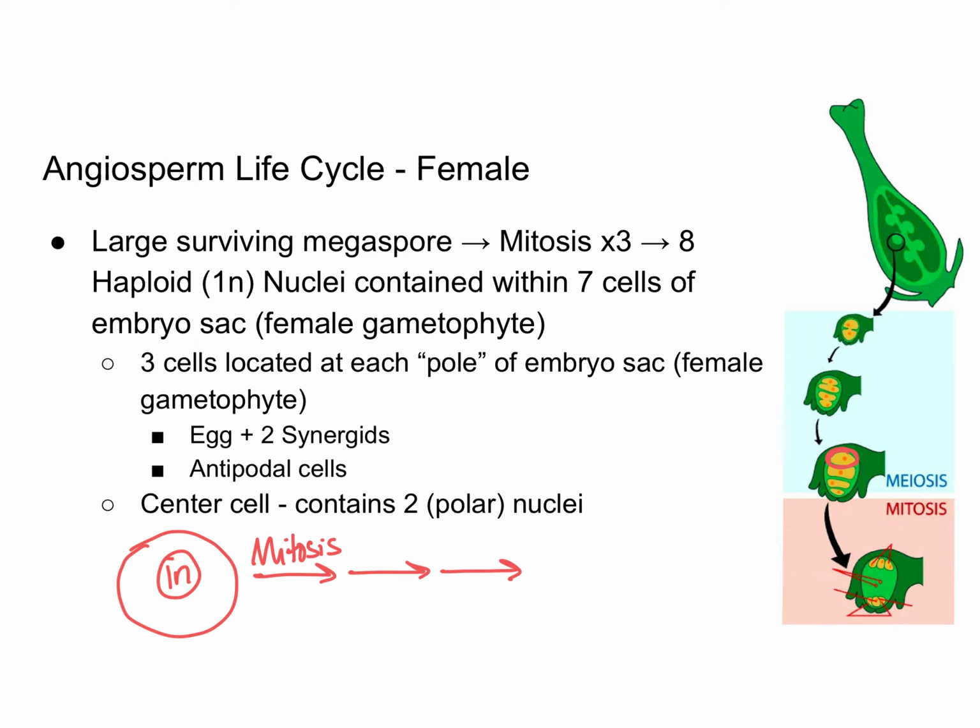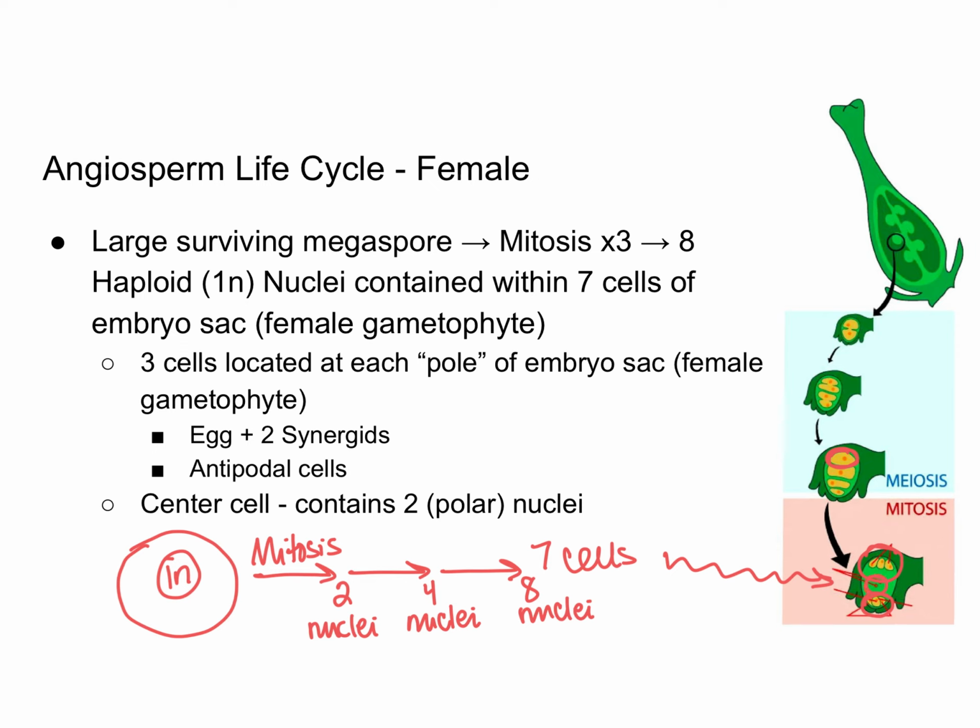So after the first mitosis, we're going to end up with 2 nuclei. Then we end up with 4 nuclei. And then we ultimately end up with 8 nuclei that are divided amongst 7 cells. And we can actually see those 7 cells over here in this picture. And I know it's small and a little hard to see, but there are 3 cells right here, 3 cells here, and then 1 cell in the middle.